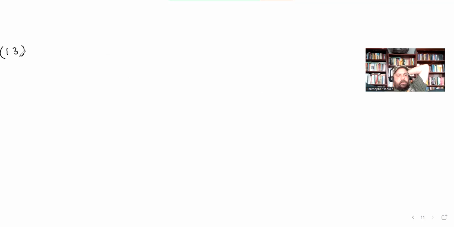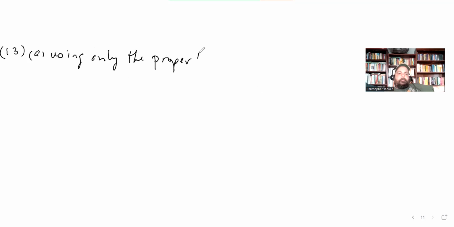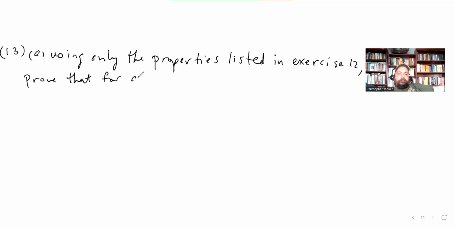I think there's 2 parts to this one, but they're relatively quick to prove. So A says, using only the properties listed in exercise 12, the one that we just did, prove that for any x in Rn, we have 0 times x equals the 0 vector.